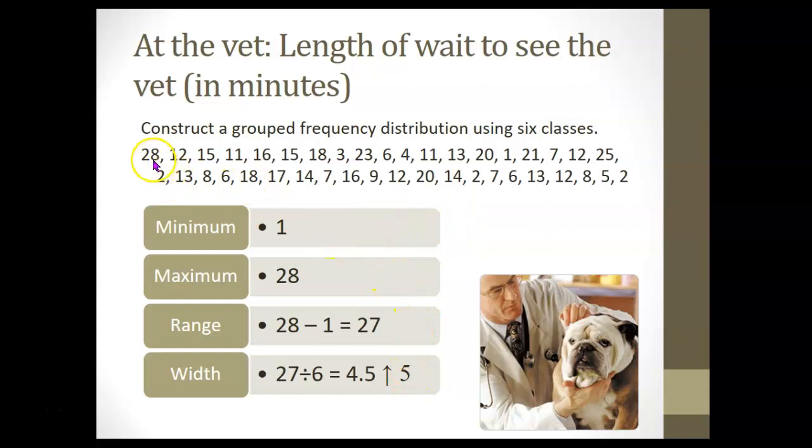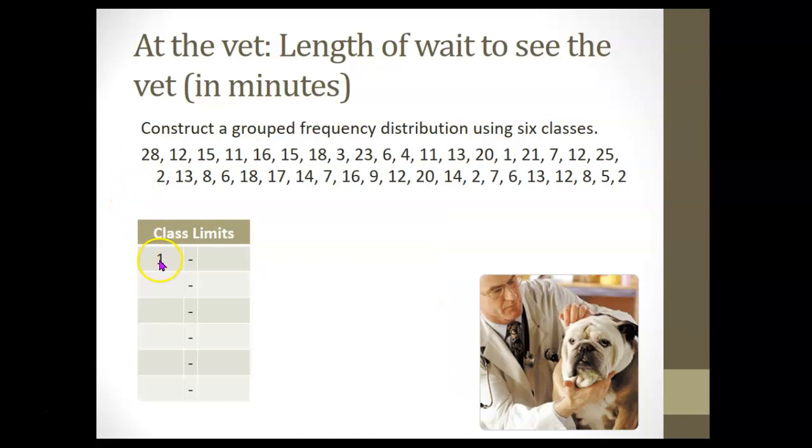So since 1 is our minimum, that's what we'll start with. We'll make our first class start with 1. So that's the lower limit of the first class. Then the lower limit of the second class would be 1 plus 5, which is 6. Remember, we're using 5 for our width. So we add the width to the first lower limit to get the next lower limit. And then 6 plus 5 gives us 11. And we get the rest of them the same way. 11 plus 5 is 16. 16 plus 5 is 21. 21 plus 5 is 26.